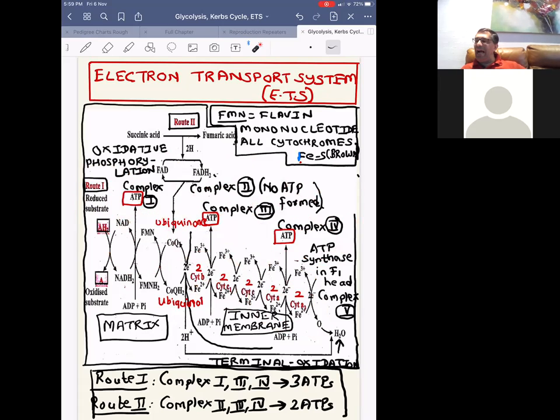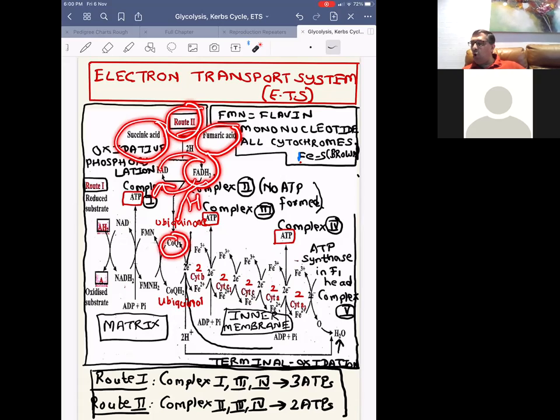But suppose you have succinic acid to fumaric acid. This is called root 2, where FAD becomes FADH2, and the hydrogen goes directly to coenzyme Q, which is called ubiquinone, which becomes coenzyme QH2, which is called ubiquinol. In this hydrogen transfer, no ATP is formed. That is called complex 2.